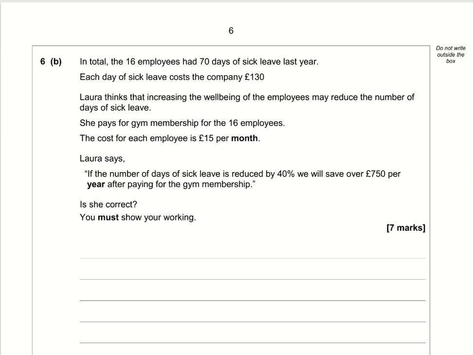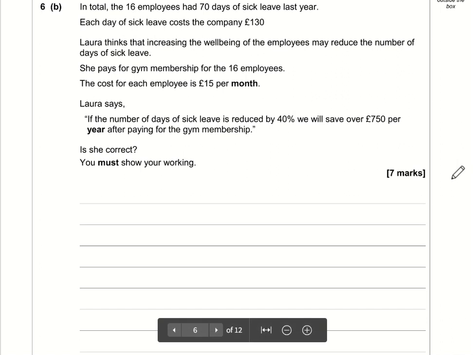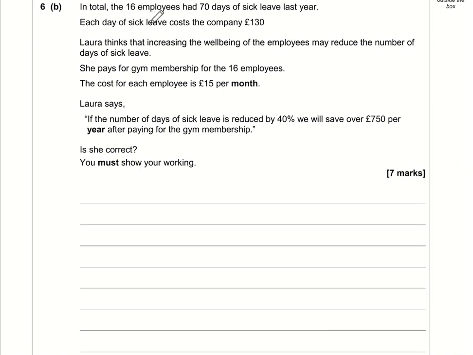So question 6b, there's a lot of calculations here, so we need to be clear about what we are doing. So it says here, in total the 16 employees had 70 days of sick leave last year, and each day of sick leave cost the company £130. So the cost of 70 sick days, I'll just put SDs, that is going to be 70 multiplied by 130.